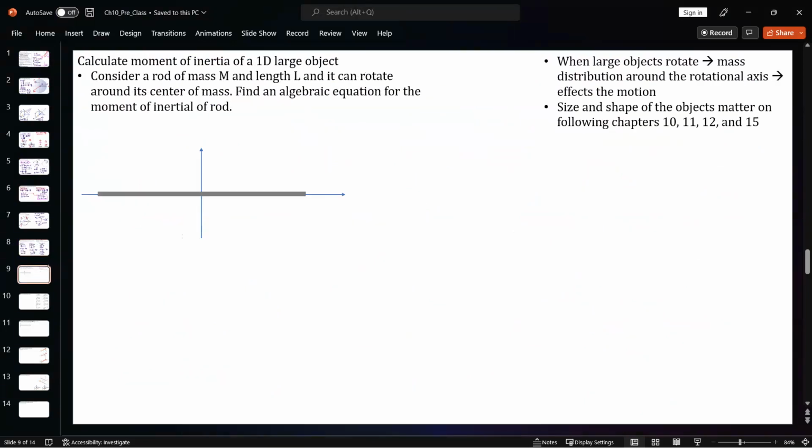Let's take a look at how to get the moment of inertia of an extended object. Now, when we go into the extended object, let's start with the 1D object.